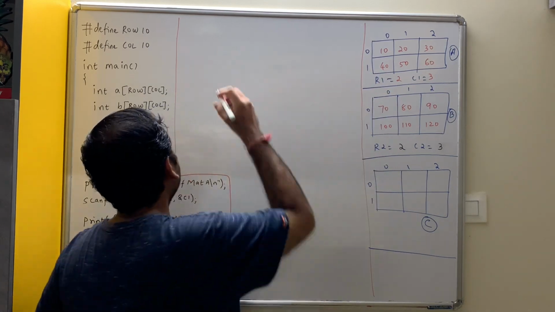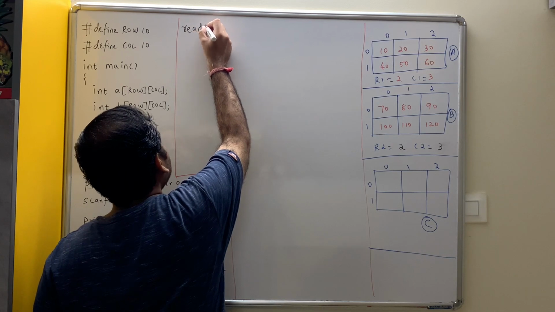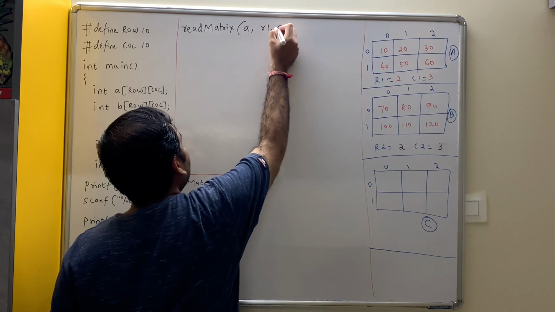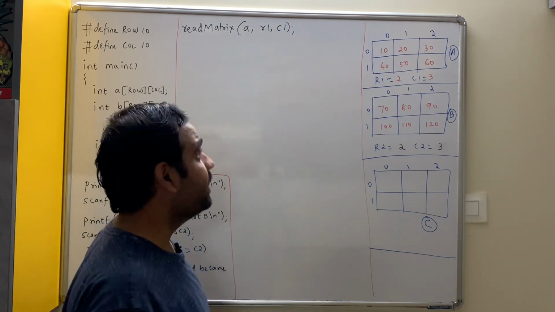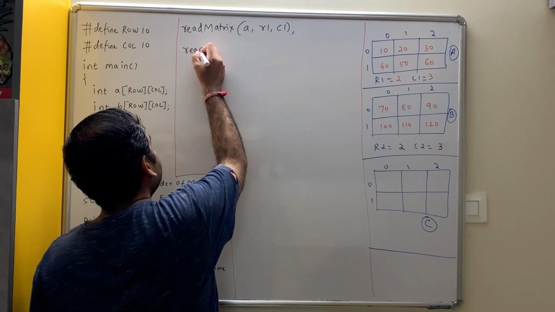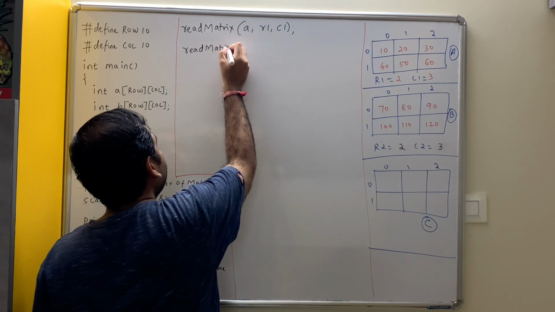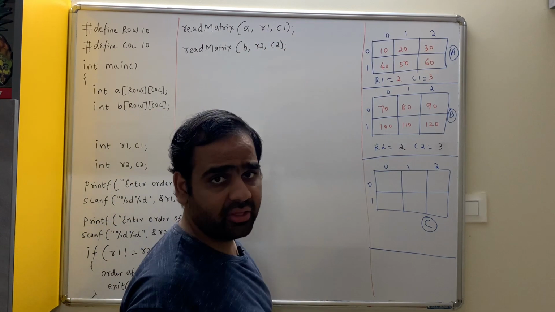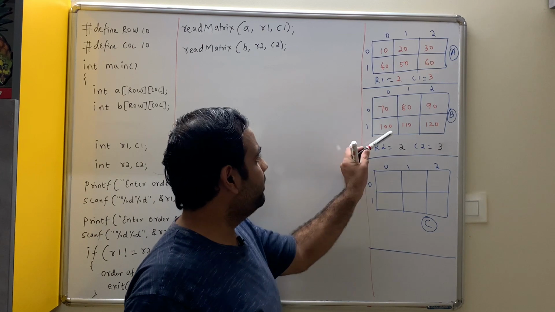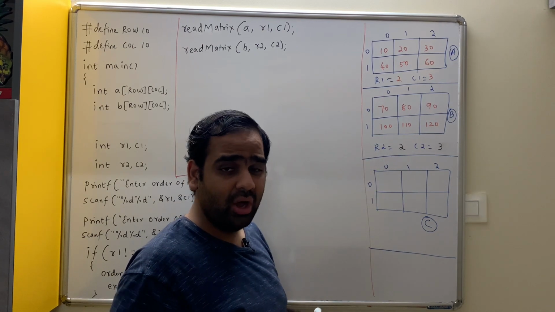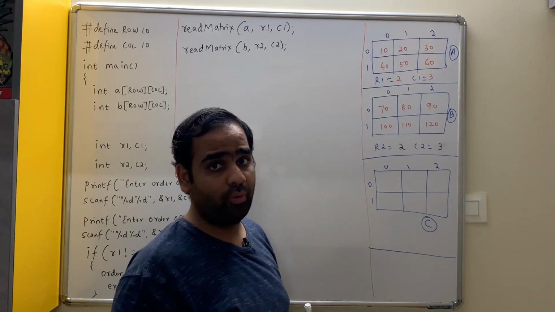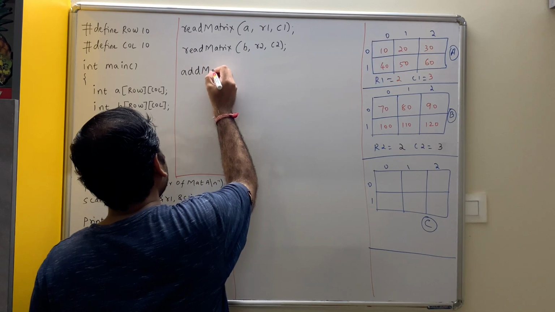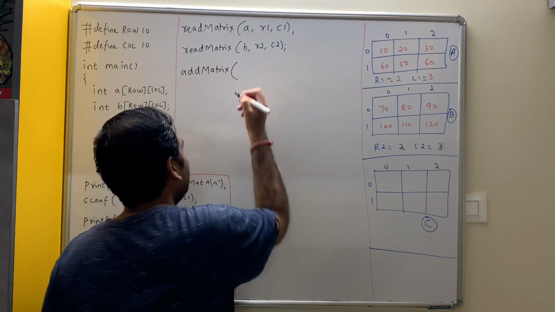And how do we read the matrices? We say read matrix, the function is already written. Which matrix do I want to read? A of what order? R1 cross C1. And again I say read matrix. Which matrix? B of what order? R2 cross C2. You read matrix A of order R1 cross C1, you read matrix B of order R2 cross C2, and then we need to add these two corresponding matrices. And how do we add them? Let us write one function called add matrix.